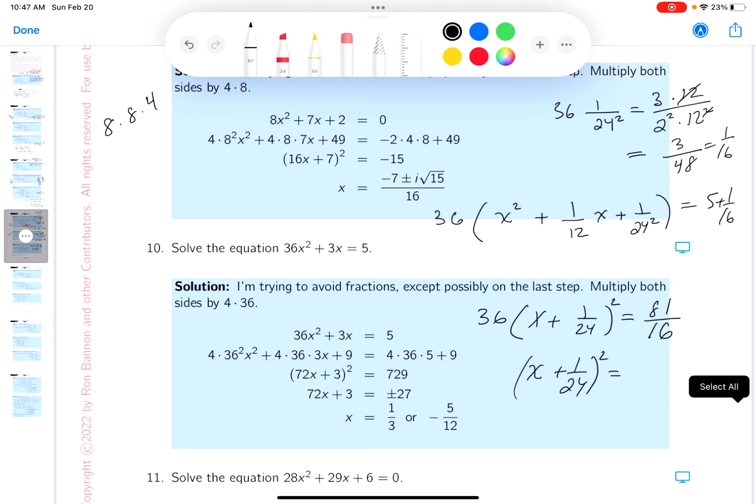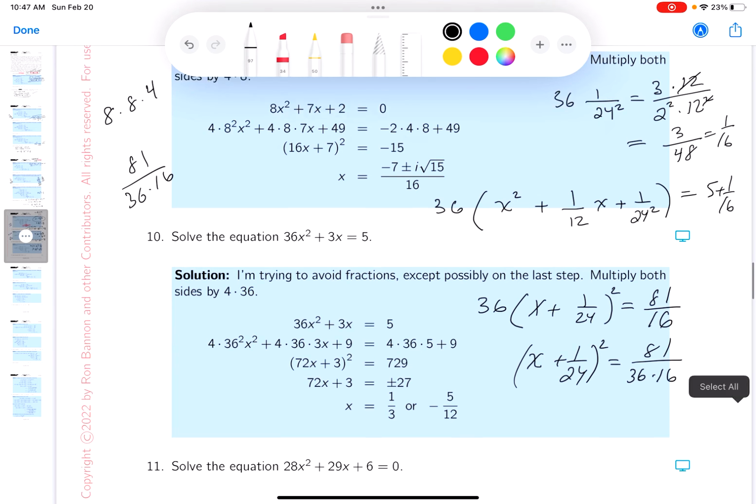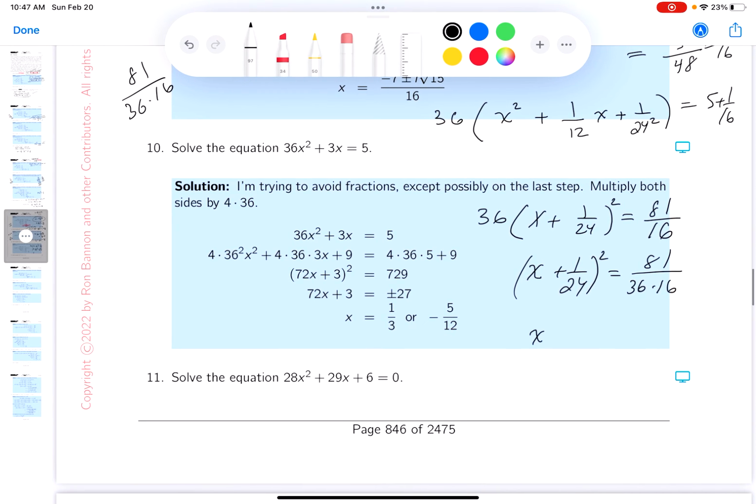x plus 1/24 squared. Well, I got to divide by 36. Let me put this on the side. 81 and 36 times 16. Well, you know what? Let me just write that down because it looks pretty easy to write down. We'll talk about it later, by the way. No, I'm not doing that arithmetic. But now what I'm going to do, x plus 1/24 is going to equal plus or minus the square root of that number, which doesn't look bad. It's 9. The square root of 36 is 6. And the square root of 16 is 4. All right? Oh, boy, I got some problem over here.